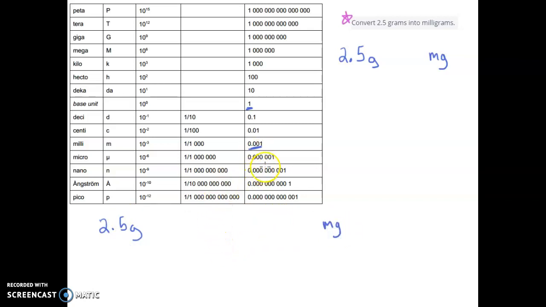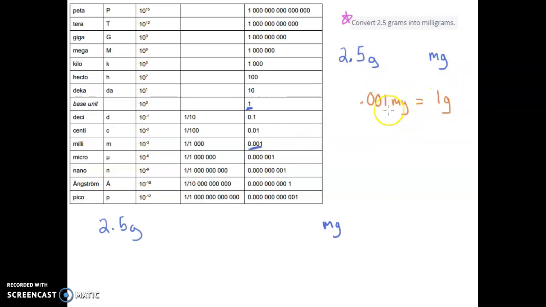And we know, like I said, 0.001 milligrams is the same as 1 gram. Okay, so this is our link between grams and milligrams. This is our conversion factor.